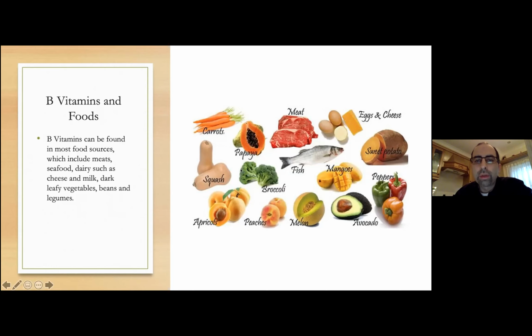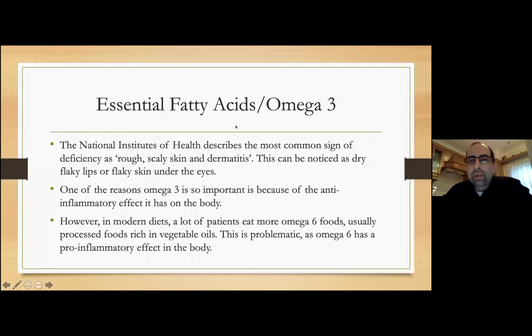The next important source of micronutrients, well, these are micronutrients, are fatty acids and omega-3. The National Institutes of Health describes the most common sign of deficiency of fatty acids and omega-3 as rough, scaly skin and dermatitis. These signs and symptoms can be due to a lack of essential fatty acids and omega-3. They can be noticed as dry, flaky lips or flaky skin under the eyes.